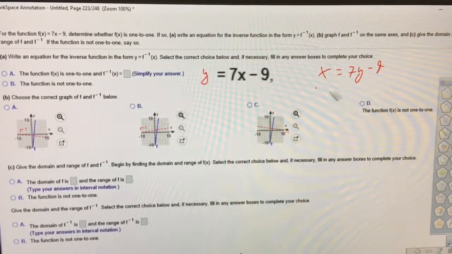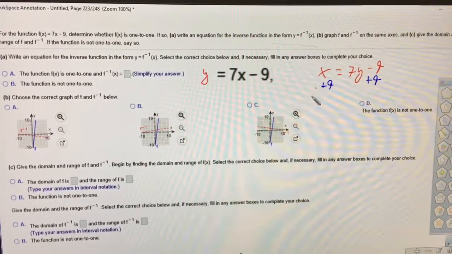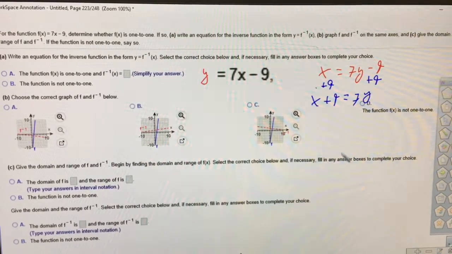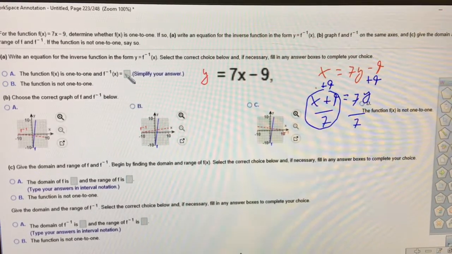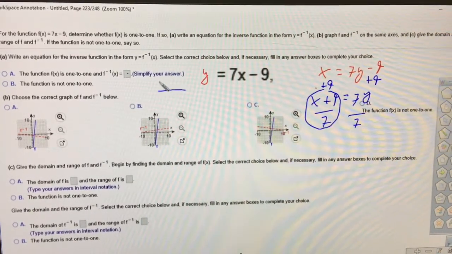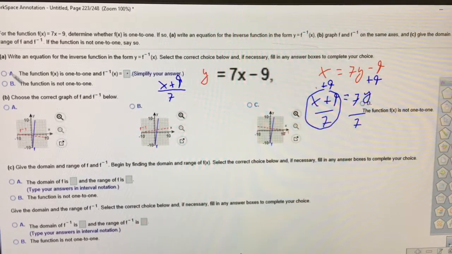I'm going to add 9 to both sides. So that's going to give me x plus 9 equals 7y. And then I'm going to divide both sides by 7. Now this one I don't have to really write in y equals mx plus b format. I'm just going to type in a fraction bar and then x plus 9 over 7. And that's my answer, part A.